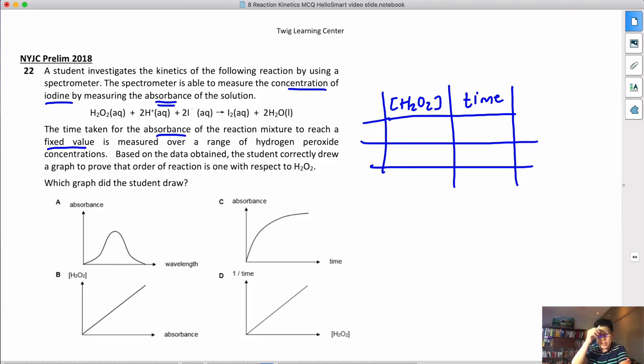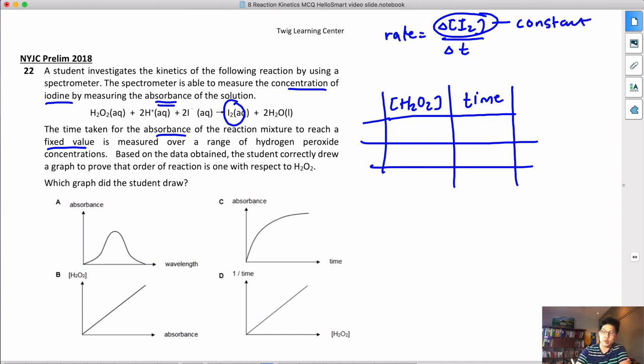What it really means is you are actually finding the time taken for a fixed amount of iodine to be formed. A fixed amount of iodine to be formed. So the rate is supposed to be the change in concentration of iodine, which is a product, over change in time. So you're measuring the time taken for a fixed amount of iodine to be formed, which means I take the numerator here to be a constant.